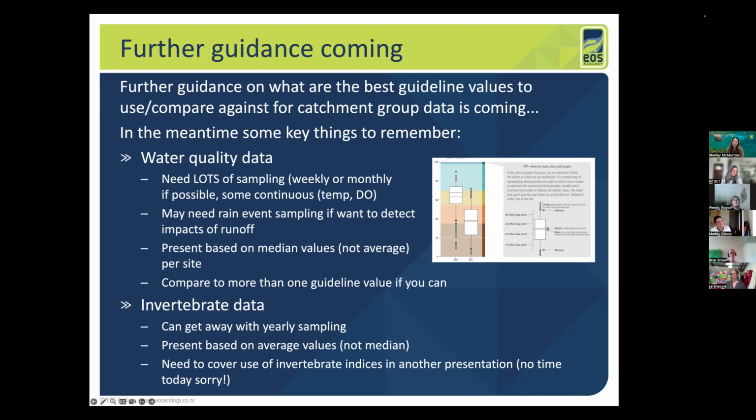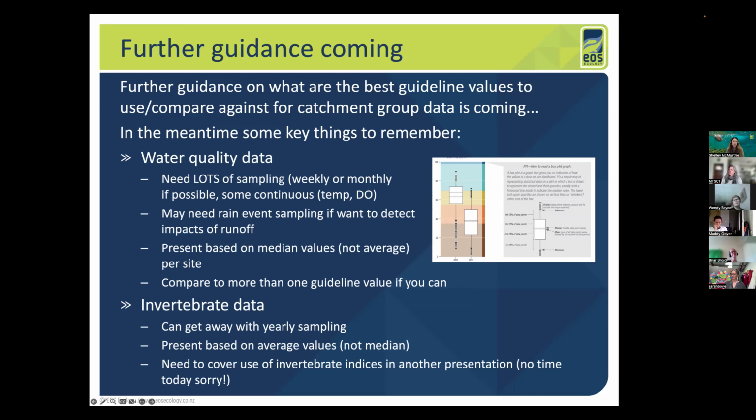On the flip side, if you want to look at what's happening as a result of runoff from a catchment, especially in a more urbanized catchment, but it would also apply to rural catchments, then you might want to focus on rain event sampling. With suspended sediment and things like that, knowing whether a sample was taken during a rain event or during a prolonged period of stable flow makes a big difference to the interpretation of that information.